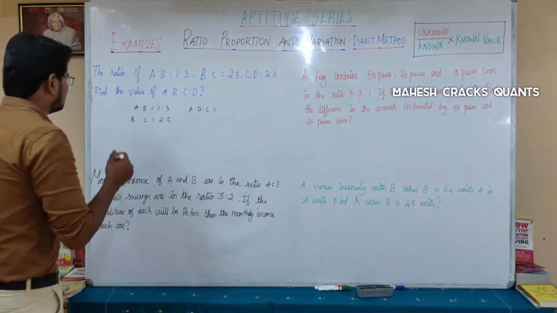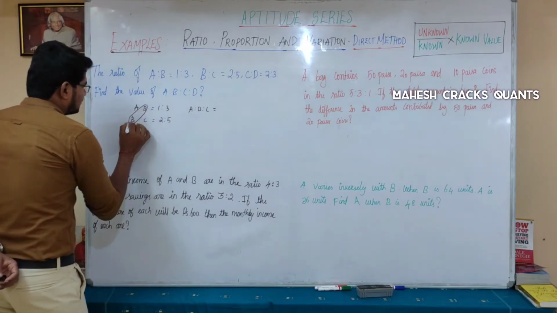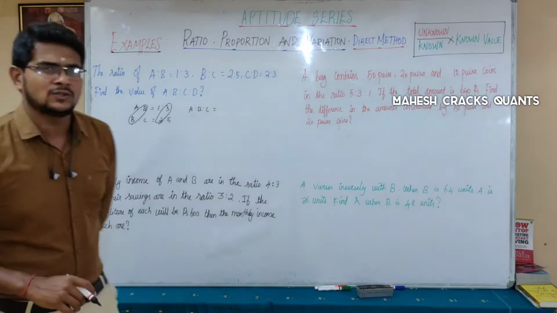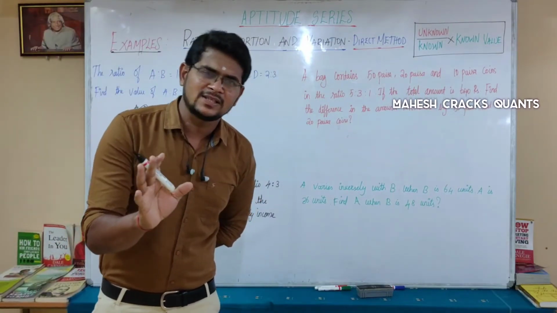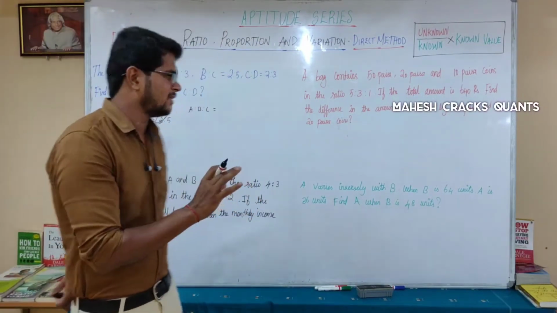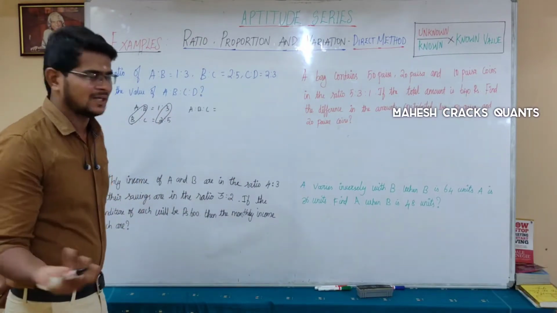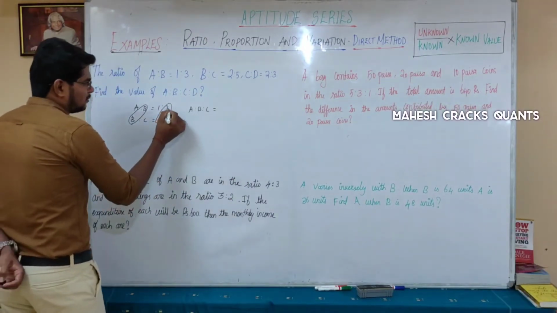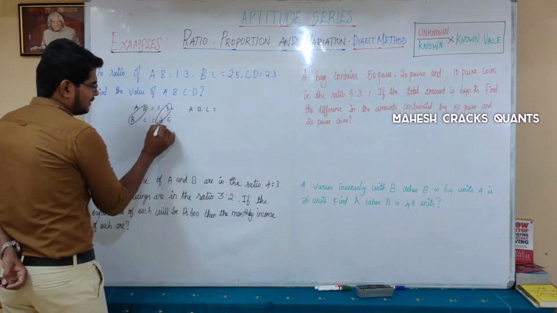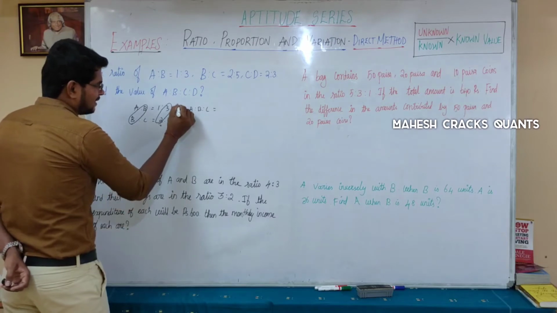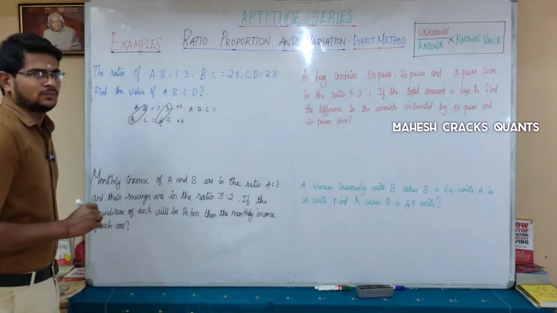How will you find out? B is the common term here, so we have to make these common. How will you make 3 and 2 common? Nothing but the LCM, least common multiple. What is the LCM of 3 and 2? Which is 6. When you have to make this as 6, you have to make this as 6. What will you do? You will multiply here by 3, and multiply here by 2.